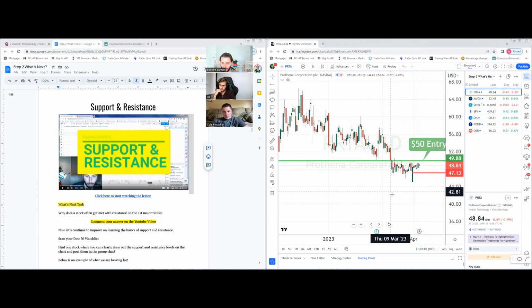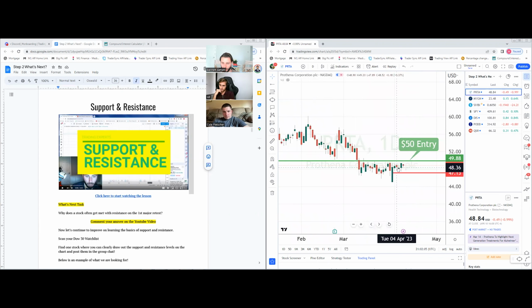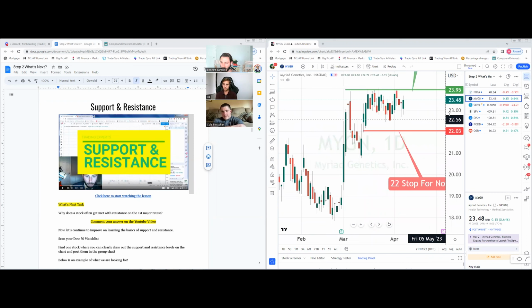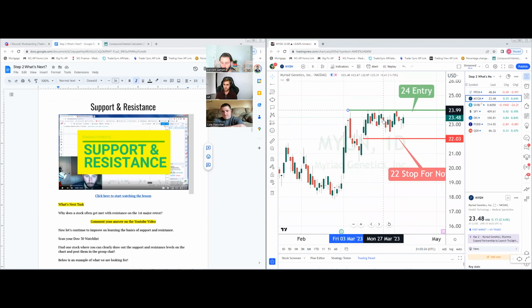So for now, we can see for the last few weeks now, PRTA has not been able to break above 50. Every time it gets up there, it starts to reverse. So this is a simple example of trying to spot support or resistance in a name. We have another example with this MYGN. Again, another more defined bull flag that we can see.